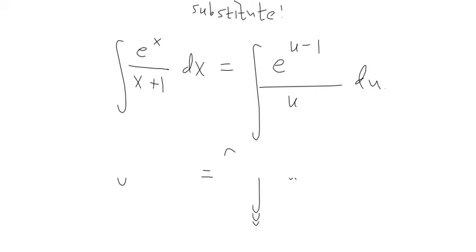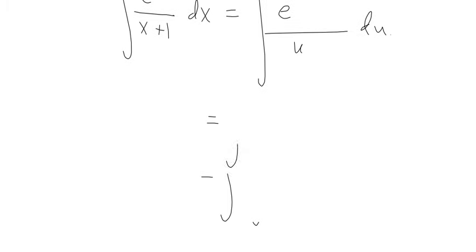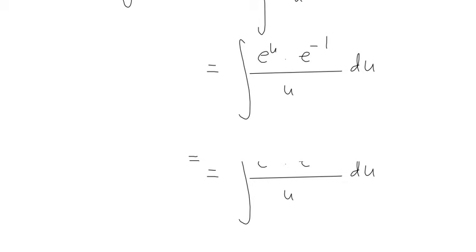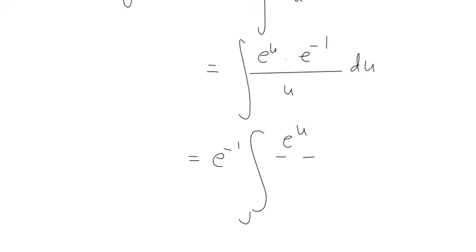I want you to notice how e to the power of u minus 1 is equivalent to e to the u times e to the negative 1, all over u. This is due to exponent laws, right? When you're multiplying similar bases, you add their exponents. Then you're going to notice something else. e to the negative 1 is a constant. There's no dependency on u, so this is a pure constant. Move this to the front, and then just integrate e to the u over u du. See, now it becomes somewhat simpler.